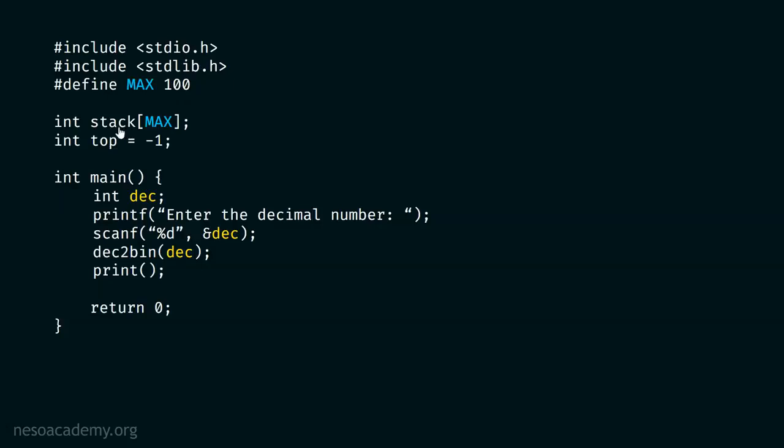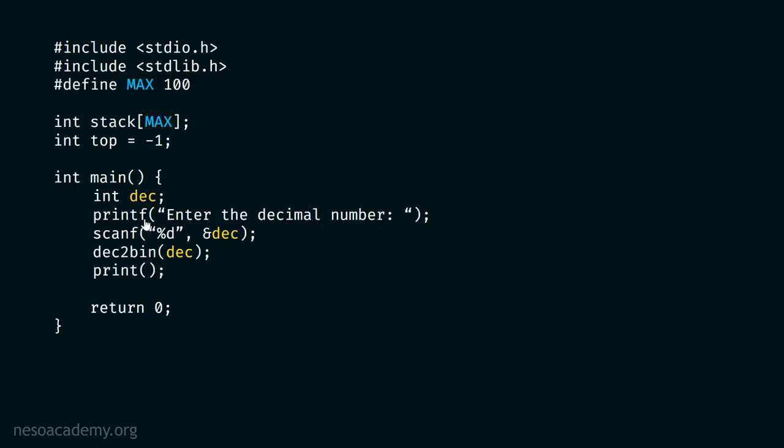After this, I have declared this stack array, and to this I am passing max. And here we have a top variable which is initialized to -1. We are using a stack, of course, right? And these two are global. In this main function, I have declared a dec variable, and after this we have this printf function.